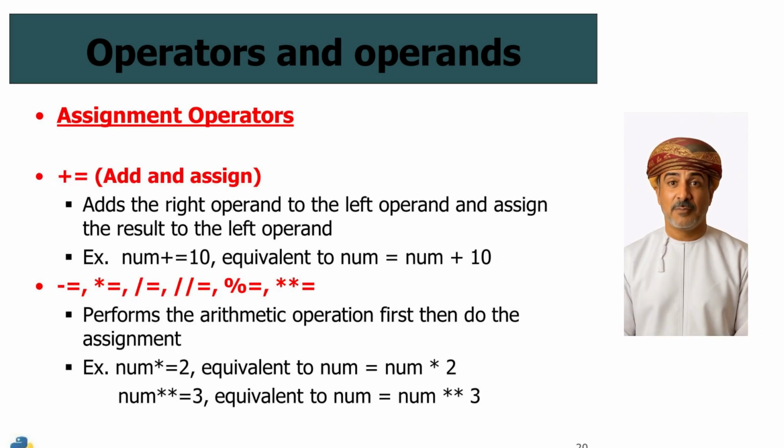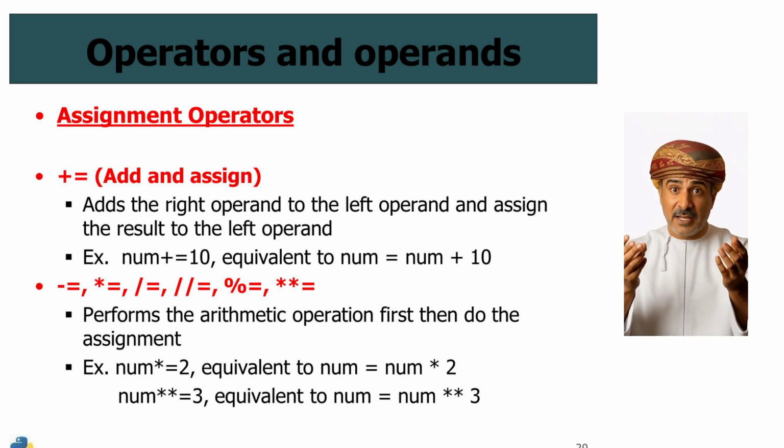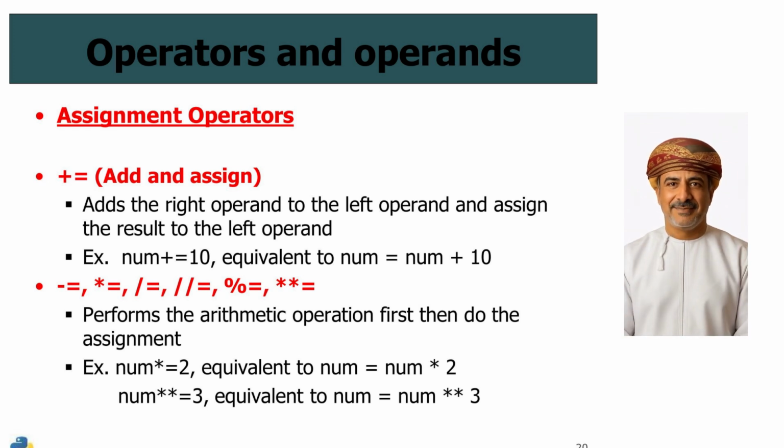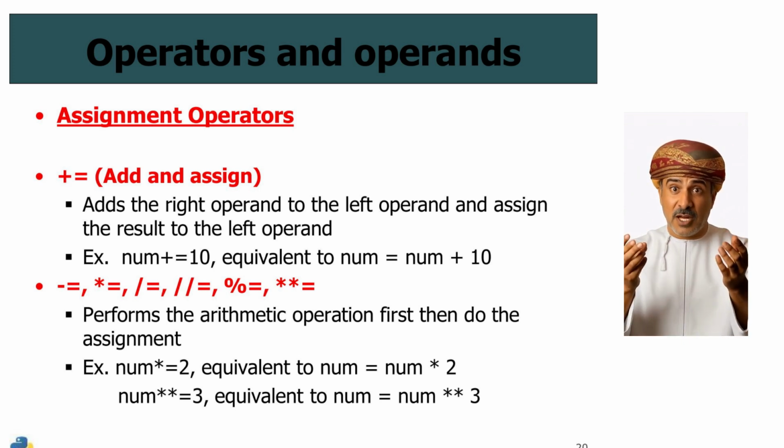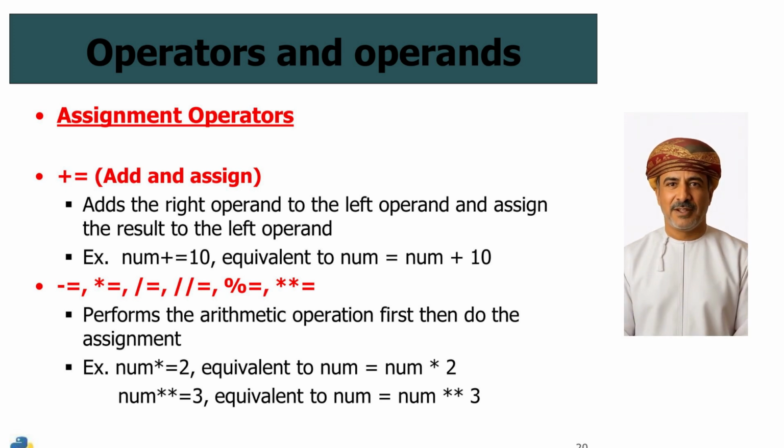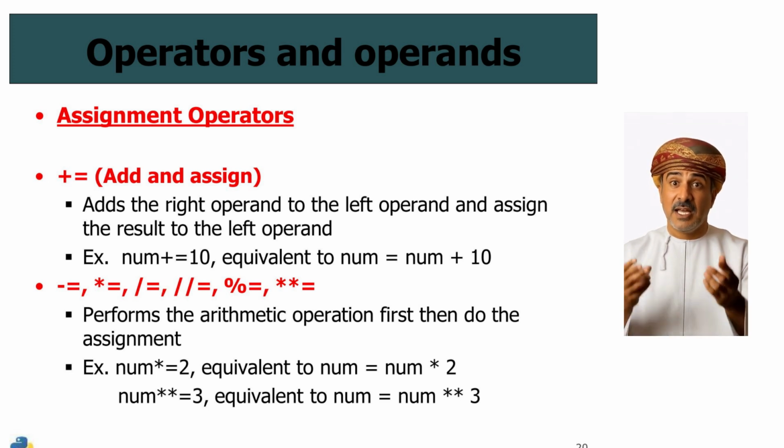Assignment operators like plus equals add the right operand to the left and assign the result back. For example, num += 10 is equivalent to num = num + 10. Similarly, operators like -=, *=, /=, //=, %=, and **= perform the arithmetic operation first, then assign the result. For instance, num *= 2 is num = num * 2.